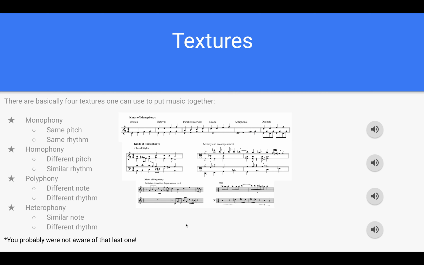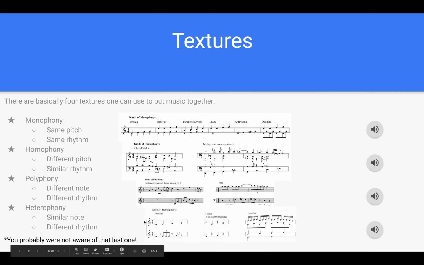A little bit of polyrhythm. Maybe we'll talk about rhythm another day. So here's heterophony. And there's actually a few types of heterophony, but the most common type is this.